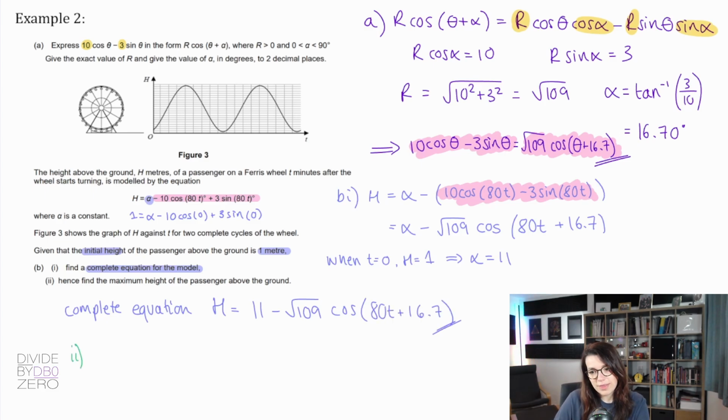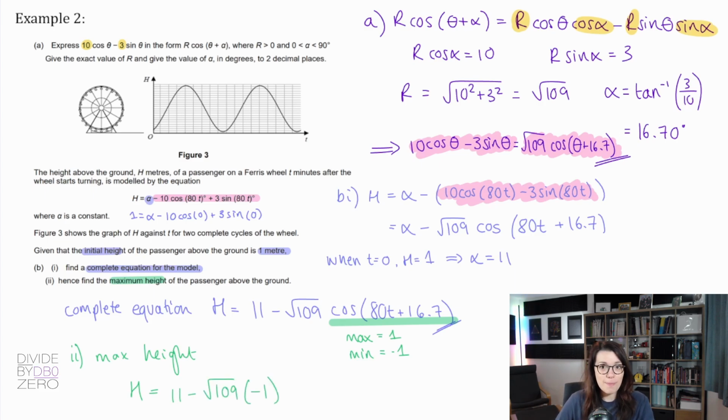B part 2, find the maximum height. Now that we have the model in that format, we can easily find the maximum height because we know the behavior of cos in general. In general, cos will have a maximum of 1 and a minimum of -1. And that's all you really need to use here, because that means that the maximum height will be h equals 11 minus root 109 times -1. That's the way to get the biggest value of h possible. And I'm using -1 rather than +1 because there's a minus here, so then minus minus makes a plus. Altogether, the maximum height would be 11 plus root 109, and that's in meters.